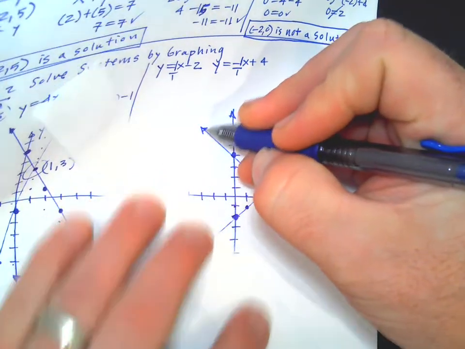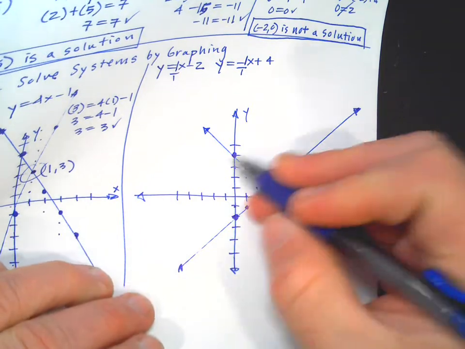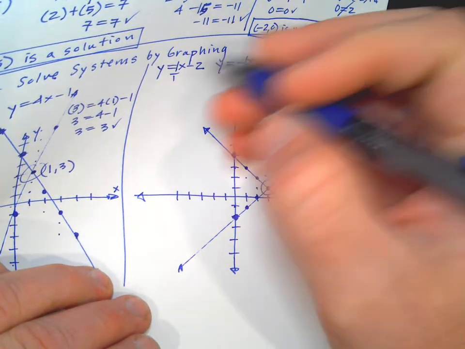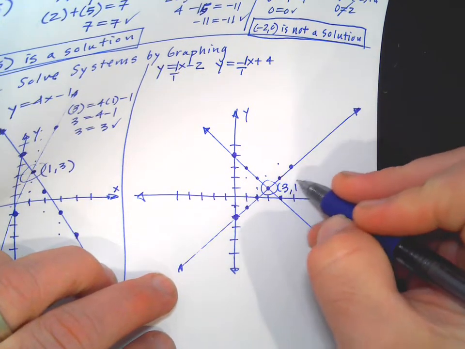And where they intersect, where they cross each other, this is a point. This is the xy pair that belongs to both lines, right? So it should work in both equations at the same time. It's the only point. So the x is 3, the y is 1. That should be our answer.